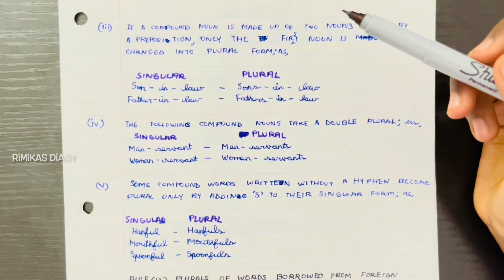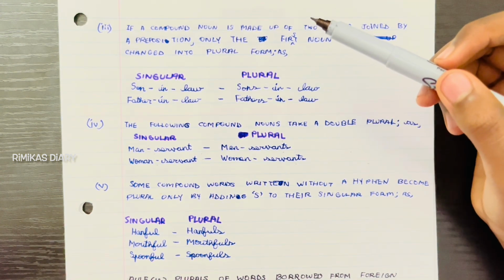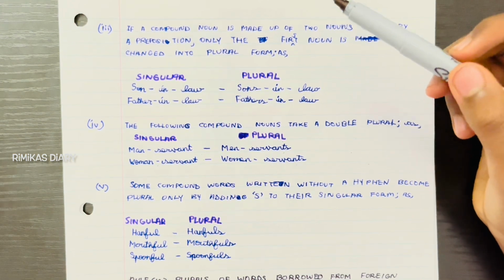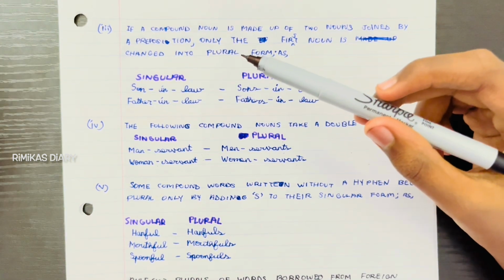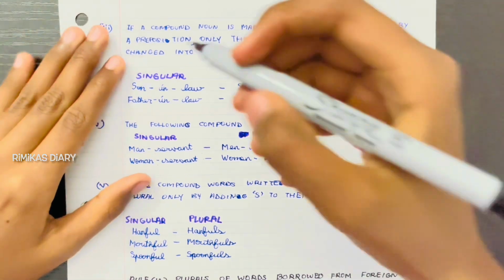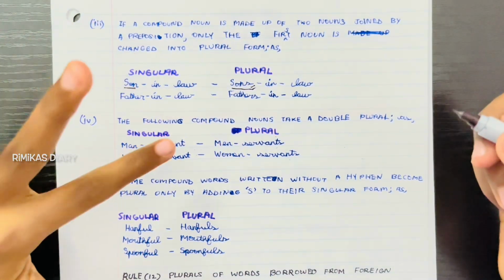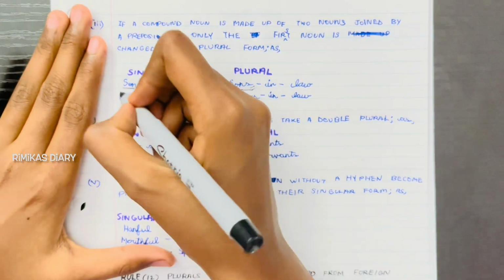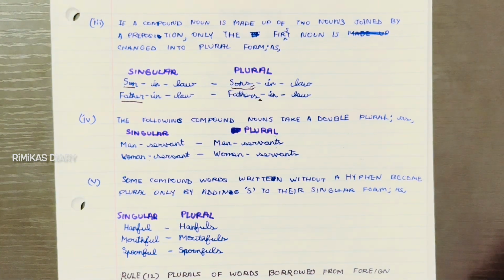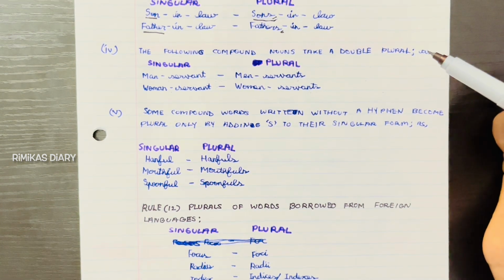Next, if a compound noun is made up of nouns joined by a preposition, only the first noun is changed into plural form. So if the compound noun is made up of two nouns and a preposition, we're only changing the first noun to its plural form. For example, son-in-law. Here, son and law are the nouns and in is the preposition. So we're changing the first noun, son, to sons by adding s at the end. So son-in-law to sons-in-law, father-in-law to fathers-in-law. We're changing father to fathers by adding an s at the end, because here father is the first noun in this compound noun.